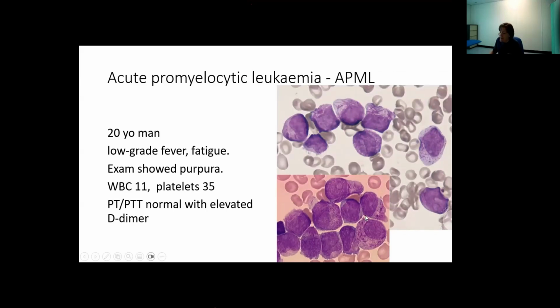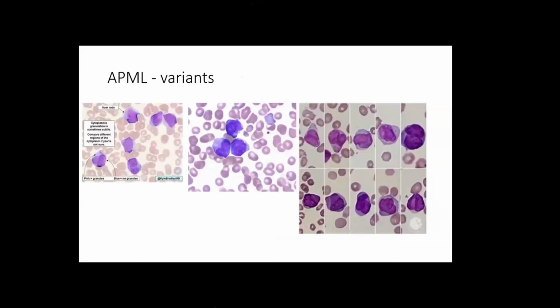And the reason that this is really important to be able to pick up is that the main problem with these patients is that if these cells break down and these granules are released into the circulation, they end up with DIC and become very sick very quickly and bleed. So what you want to do is get them onto ATRA quickly. So it's really important that you can recognize this and you can alert people to that.